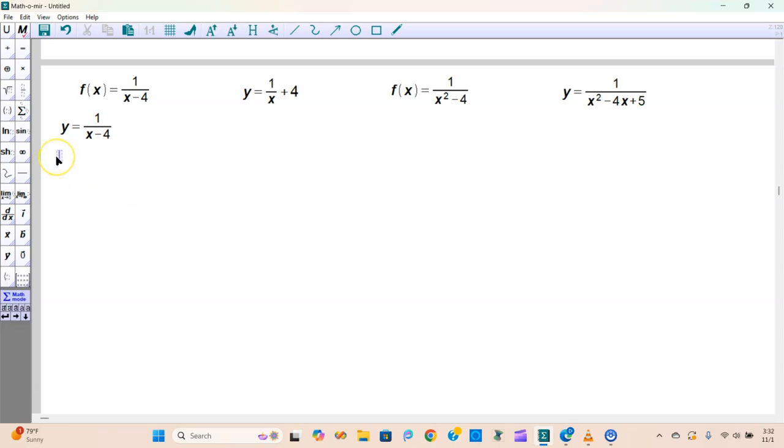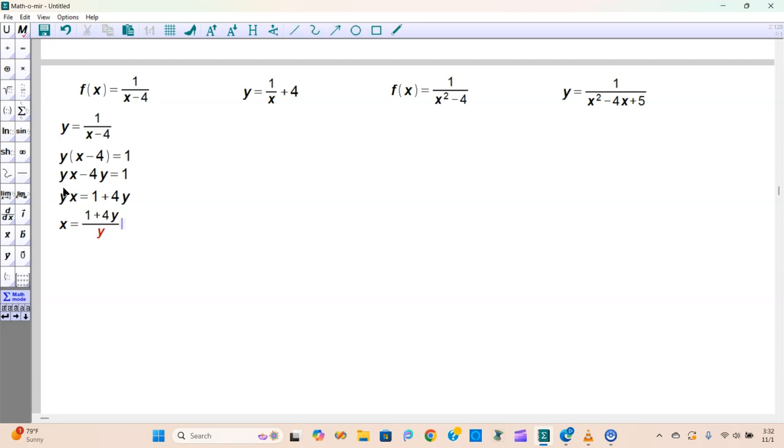So you solve for x in terms of y. It's going to be y times x minus 4 equals 1. Distribute over, so yx minus 4y equals 1. And you want to solve for x now, to see what happens. So you're going to have yx equals 1 plus 4y. So what do you have next? You're going to have x equals 1 plus 4y over y.